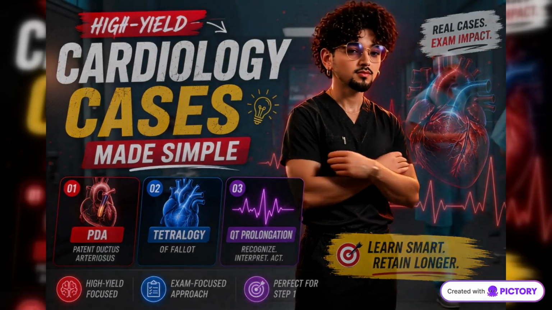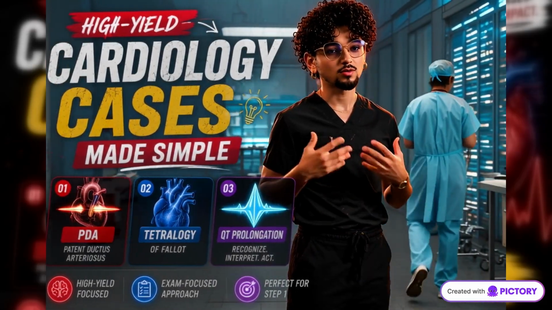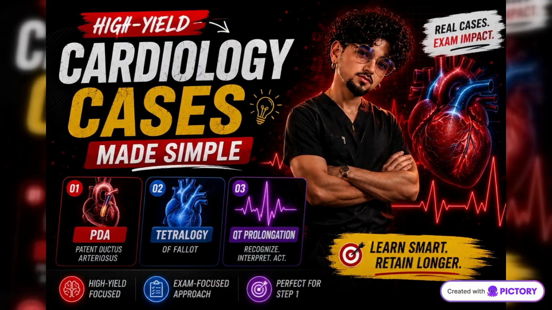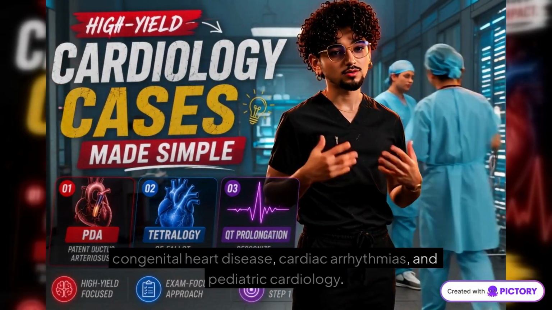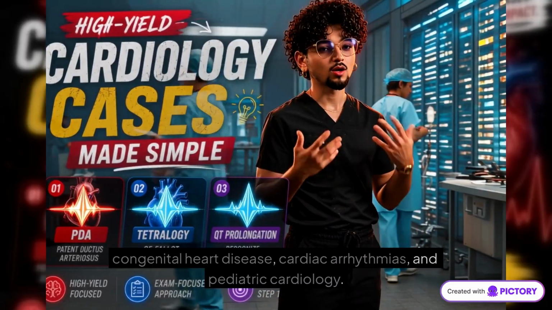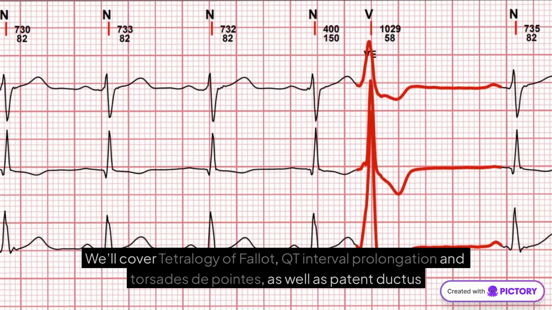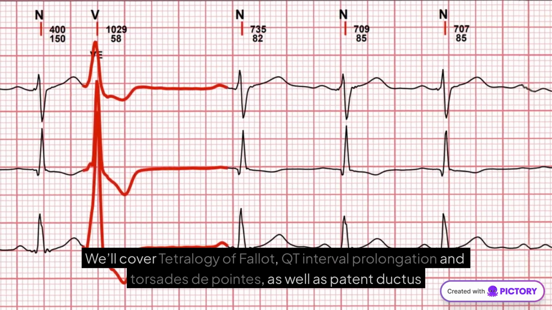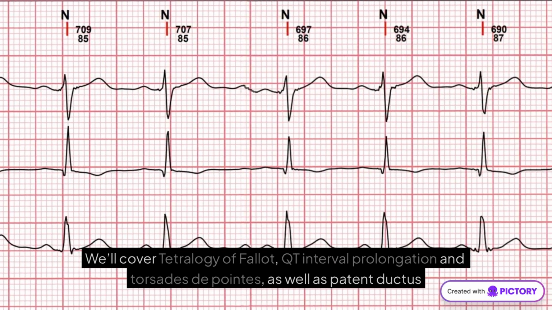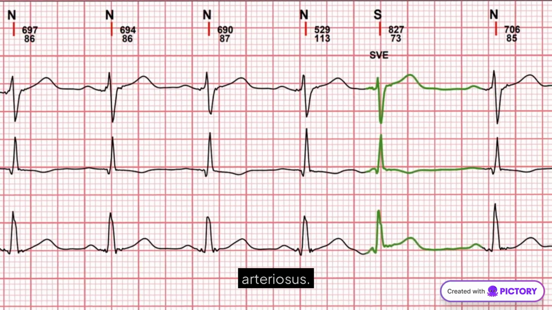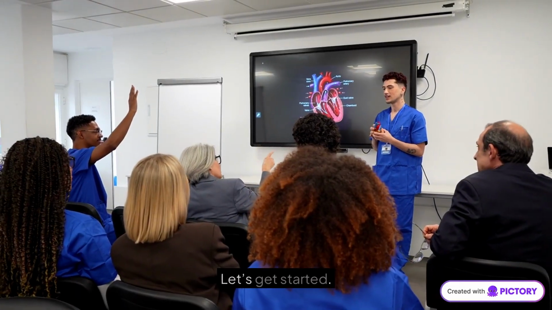In today's high-yield cardiology review part 2, we'll continue with 3 important clinical cases focused on congenital heart disease, cardiac arrhythmias, and pediatric cardiology. We'll cover tetralogy of Fallot, QT interval prolongation and torsades de pointes, as well as patent ductus arteriosus. Let's get started.